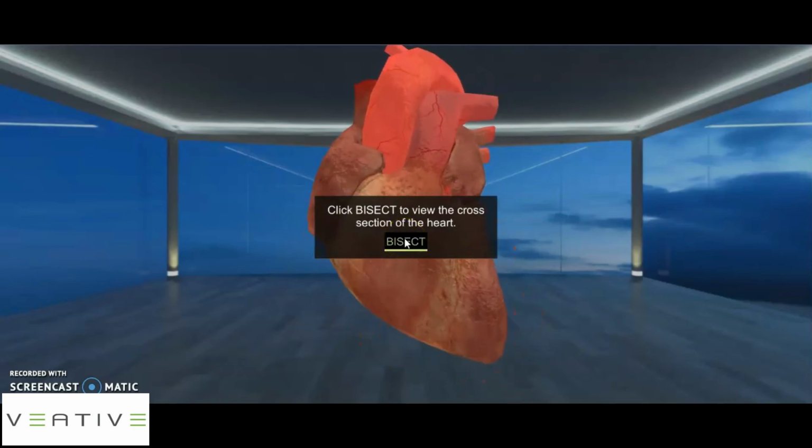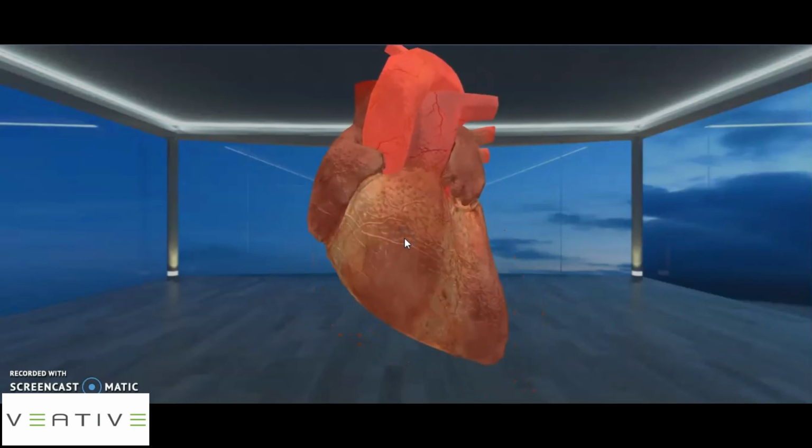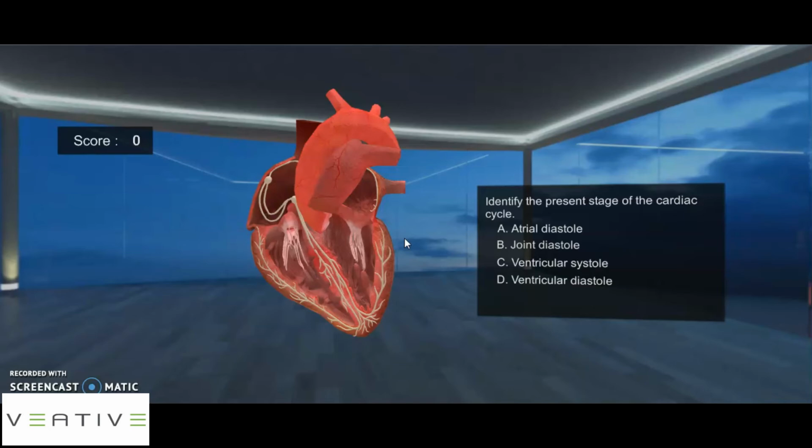We click bisect to view the cross section of the heart. First question: identify the present stage of the cardiac cycle. Observe the condition of the heart. All four chambers of the heart are in the relaxed stage, so it is known as cardiac diastole, or also known as joint diastole. Good, correct.